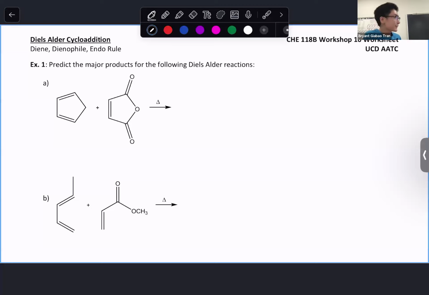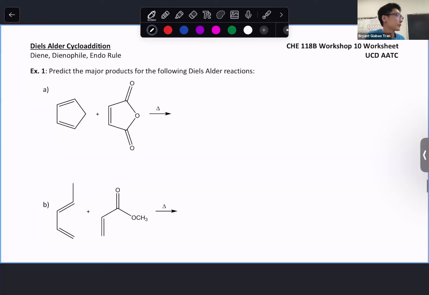Okay, let's go over the first two, and then after the first two, I'm gonna go over an example where we create diastereomers, because these here are going to create enantiomers, but after that, I'll go over an example which creates diastereomers.